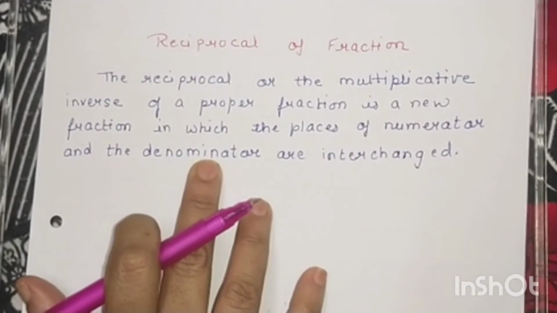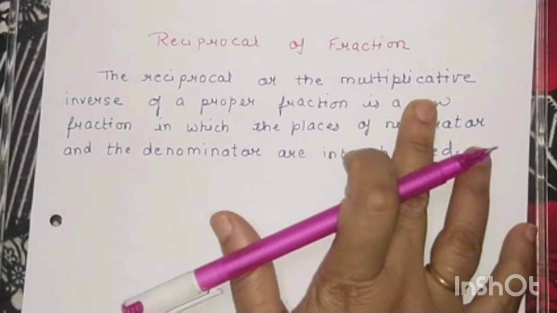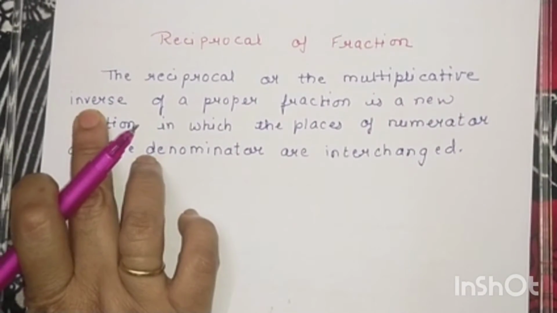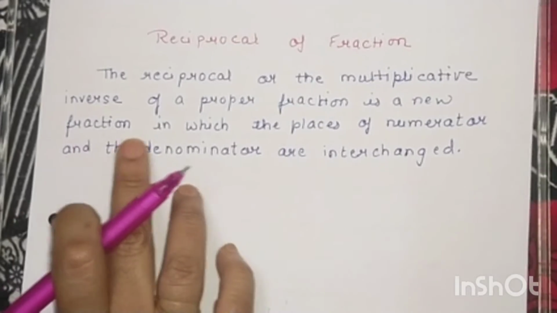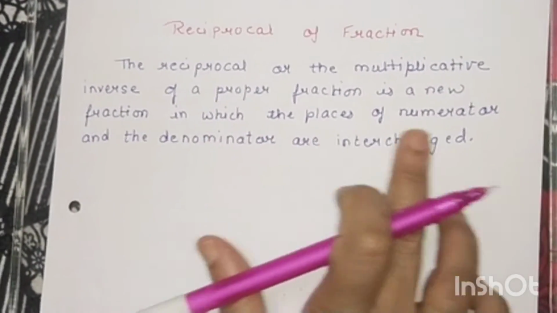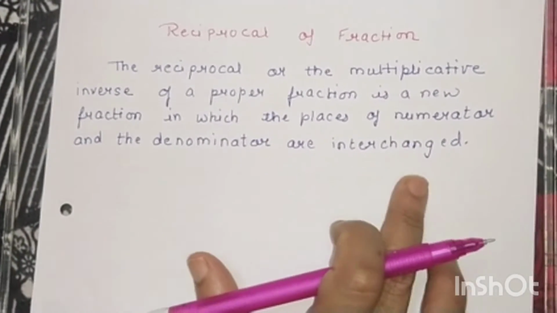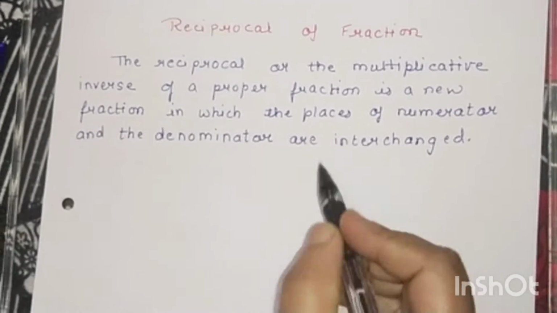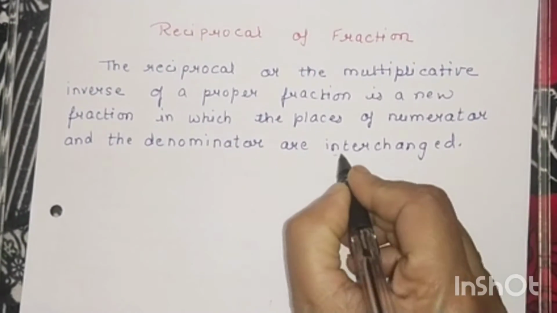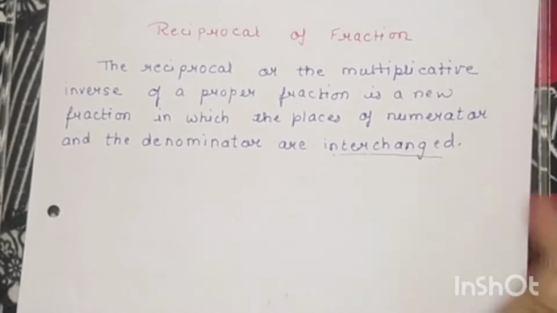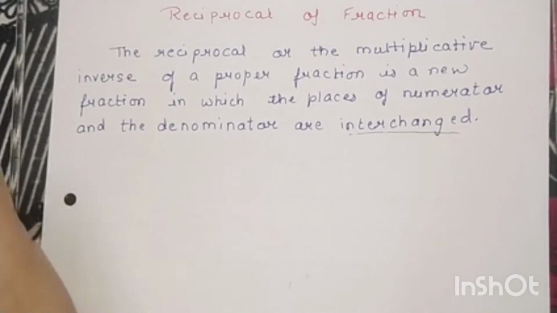What do we mean by the reciprocal of a fraction? The reciprocal or multiplicative inverse of a proper fraction is a new fraction in which the places of numerator and denominator are interchanged. Here the numerator and denominator places are interchanged. I will explain with one example.